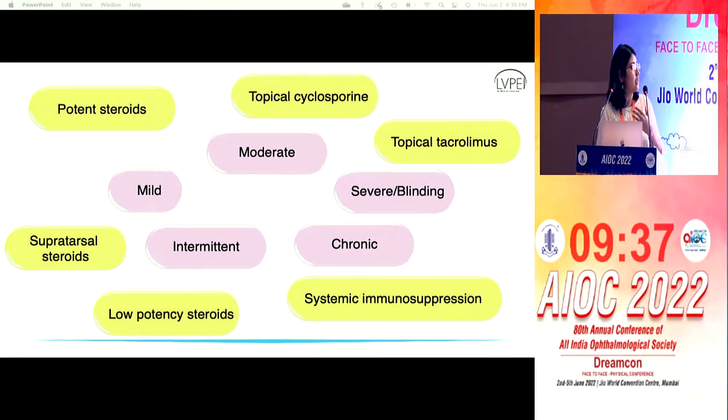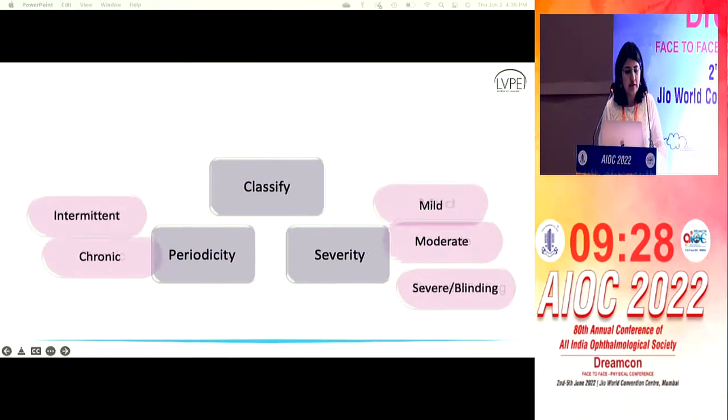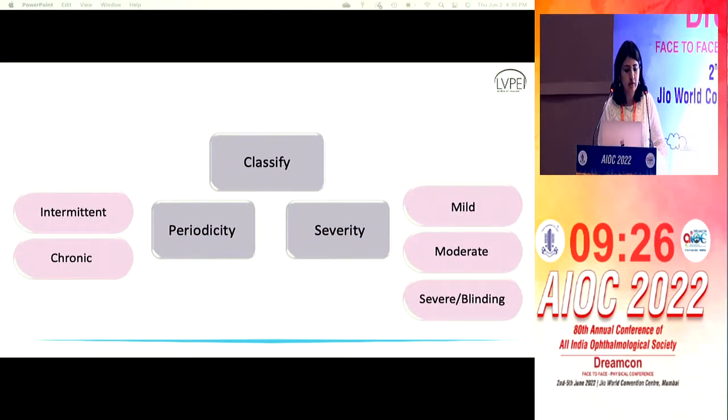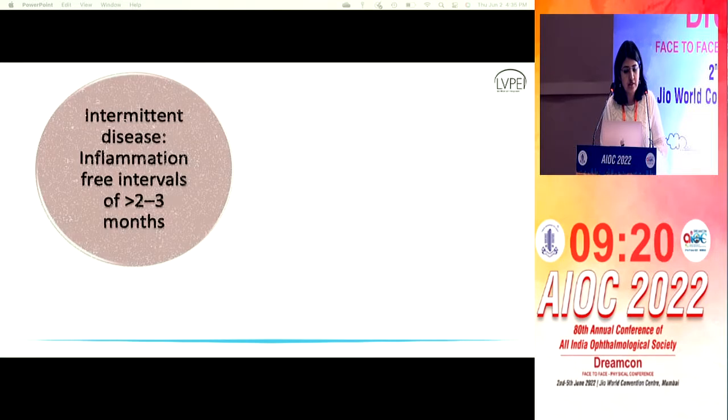This is made even more complicated by the fact that there are so many options available. So how do we handle such cases? The first step is to classify the disease based on the periodicity and the severity. Let me take you through what these terms mean. A patient is considered to have an intermittent disease if there are inflammation-free intervals of at least 2 to 3 months after discontinuing the topical therapy.